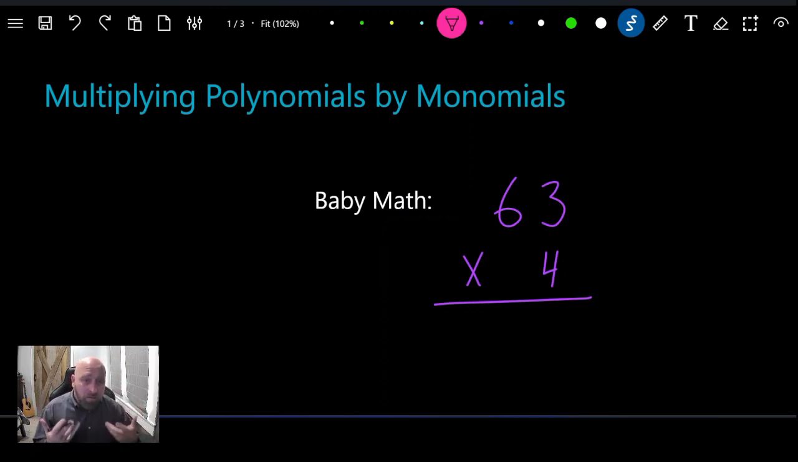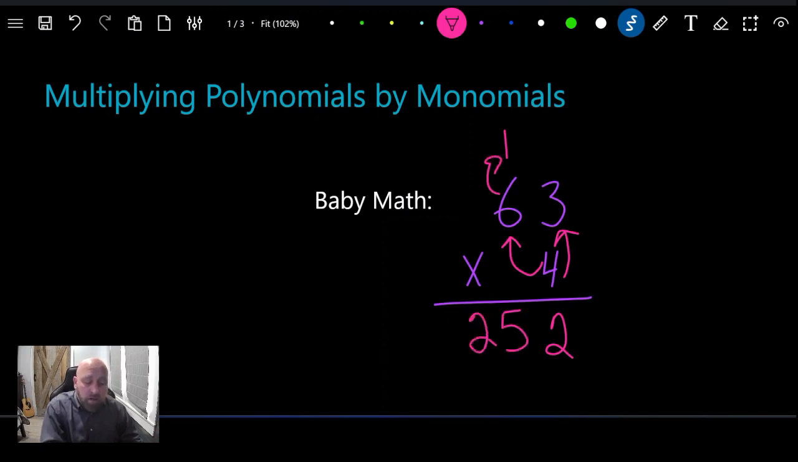But I just want to review this kind of method for multiplying. It's an algorithm. It's a form of multiplying. So what we did was we would take 4 times 3. That gives us 12. We'd put a 2 down here. We'd carry the 1, right? And then we would say 4 times 6, and that's 24. And then we would add the 1, and we'd get 25. So our answer would be 252.